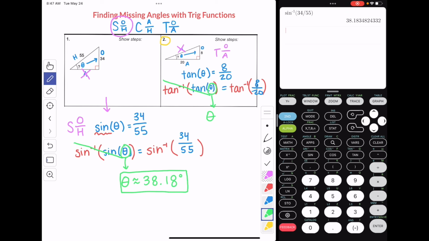And then on the right-hand side, we have inverse tan, so I'm putting this into my calculator now. Inverse tan of 8 divided by 20. So my angle is approximately equal to 21.8 degrees.